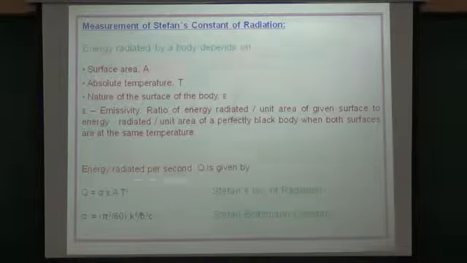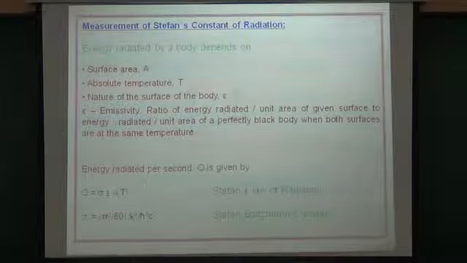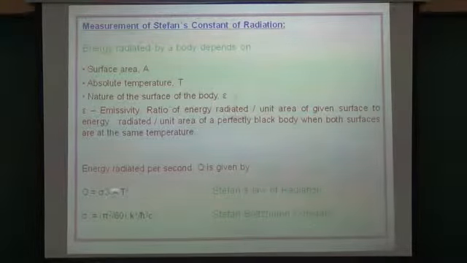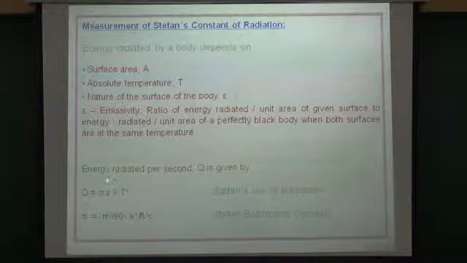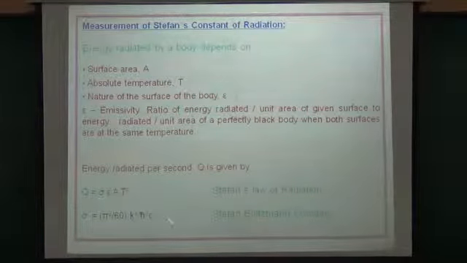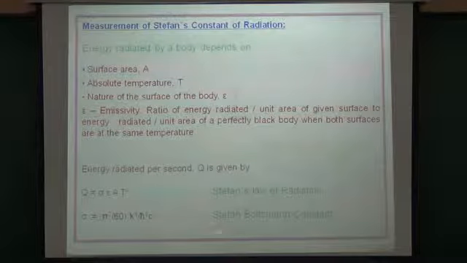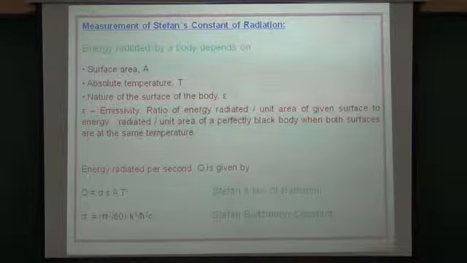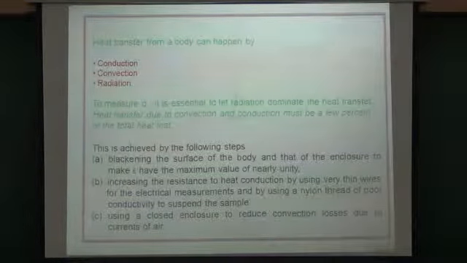Okay, this is the well-known Stefan's law. The value of heat radiated here, this is given per second, is Q equals sigma, Stefan's constant, epsilon, emissivity, A, area of cross section, and temperature T to the power of 4. The value of sigma is given by this formula if you derive either thermodynamically or by statistical methods. But the well-known law is Q is equal to sigma T to the power 4.